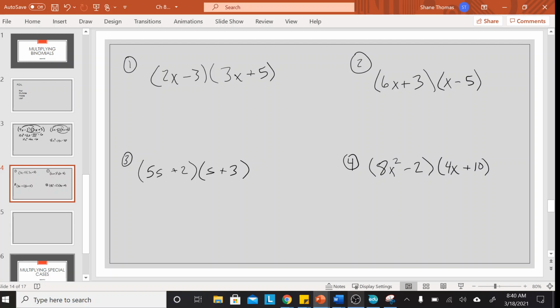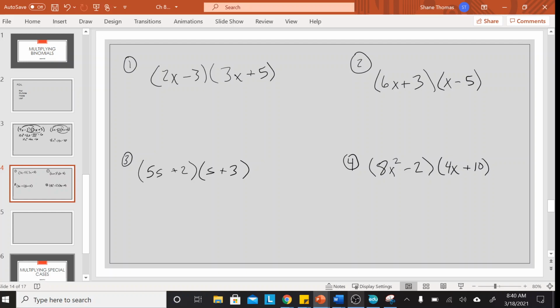Number 3, outsides. 5s and s is 5s squared. 5s and 3 is 15s. 2 and s is 2s. 2 and 3 is 6. Good. Combine the like terms in the middle: 5s squared plus 17s plus 6.